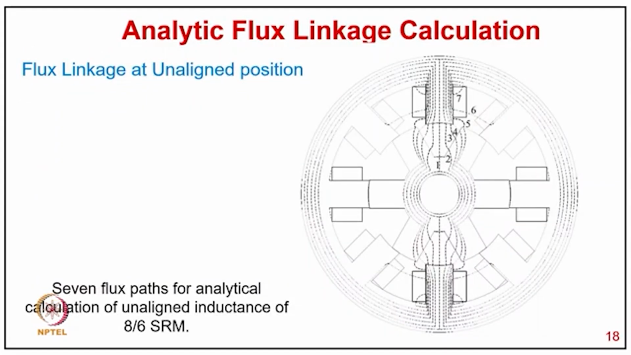Now coming to the flux linkage calculation at aligned position. As you can see here, at aligned position we have the stator pole underlying the rotor pole, corresponding to different paths 1, 2, 3, 4, 5, 6 and 7. So there are 7 paths for the analytical calculation at aligned position of this 8 by 6 motor, 8 poles on the stator and 6 poles on the rotor, a 4-phase reluctance motor.